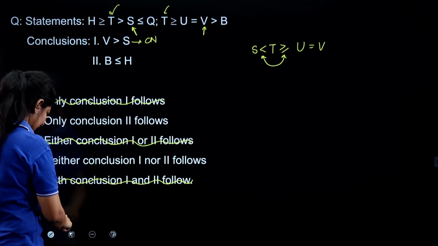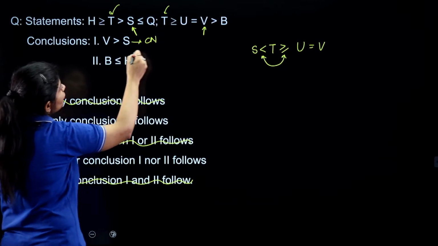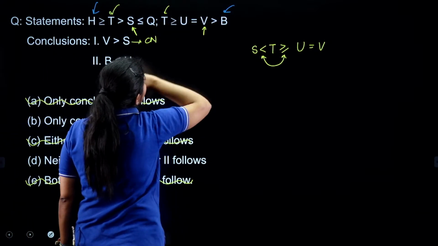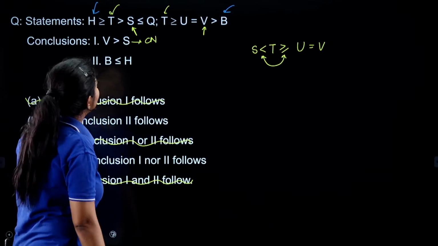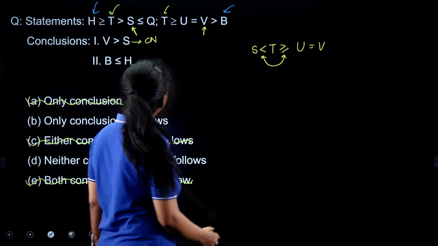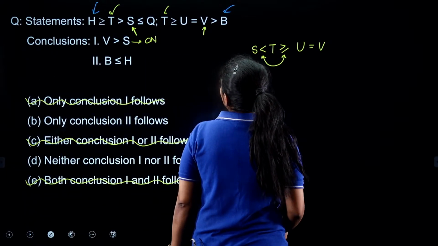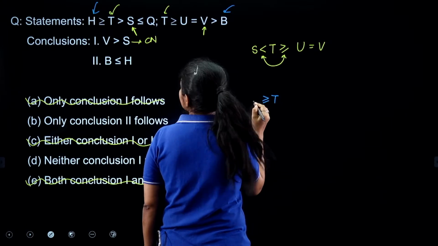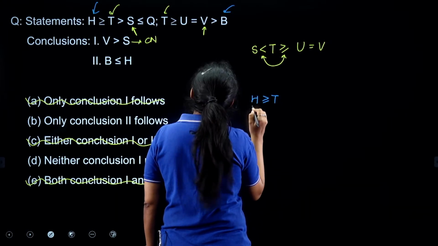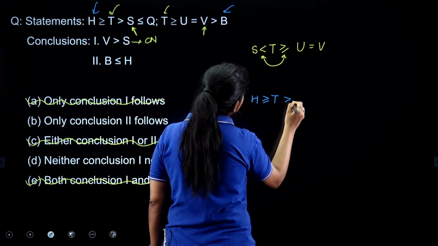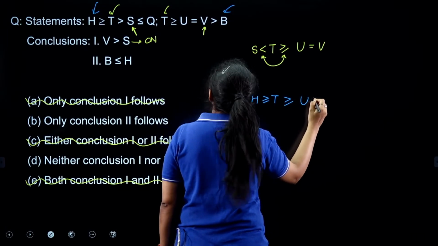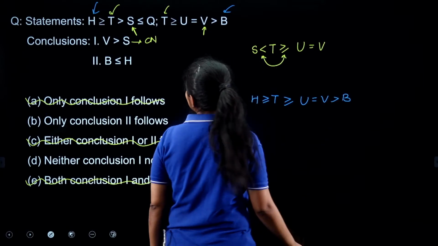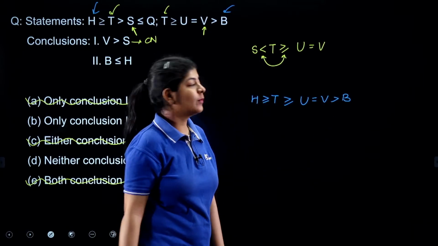The next one is B and H. Here we are having H and here we are having B. Again the common element that we are having is T only, right? Okay, so H is greater than or equal to T, and T is greater than or equal to U, U is equal to V, V is greater than B. So can we say that H is greater than or equal to B? No.